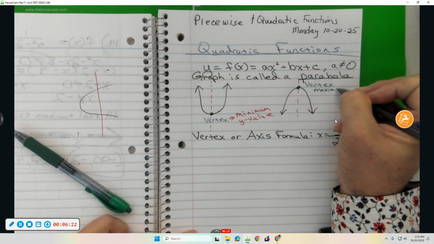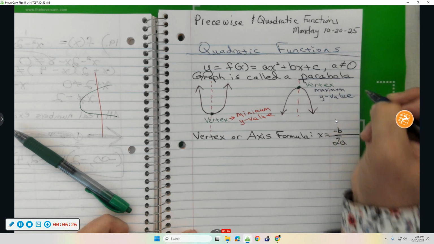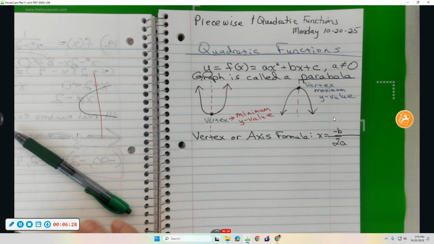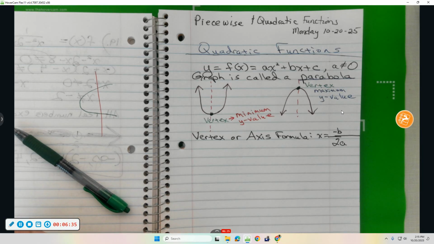So the vertex either corresponds to the maximum or the minimum y value, depending on whether the graph is opening upward or downward. To graph a parabola, we'll use our axis formula to find the x value for the vertex. Then we'll plug that number in to get the y coordinate of the vertex. You then have to find one other point, and to do that, you can just plug in any number you want to.